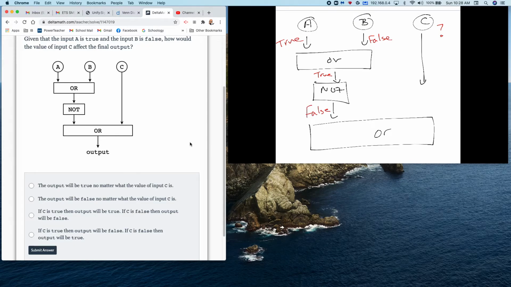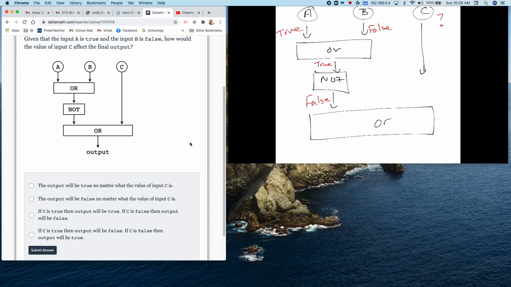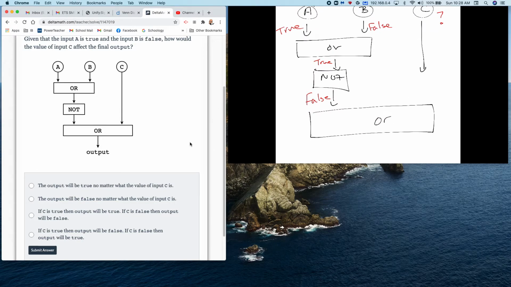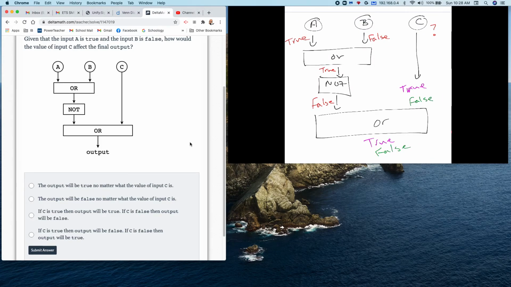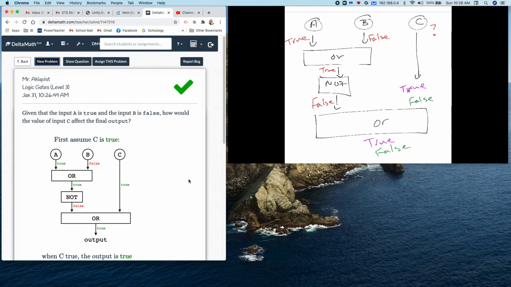Well, now it matters, because we got two choices. If C is true, then the output would be true. If C is false, then the output would be false. So C is kind of the determining factor on this. Depending on what C is will determine everything else. If C is true, the output will be true. If C is false, the output will be false. That's got to be our answer on that one.